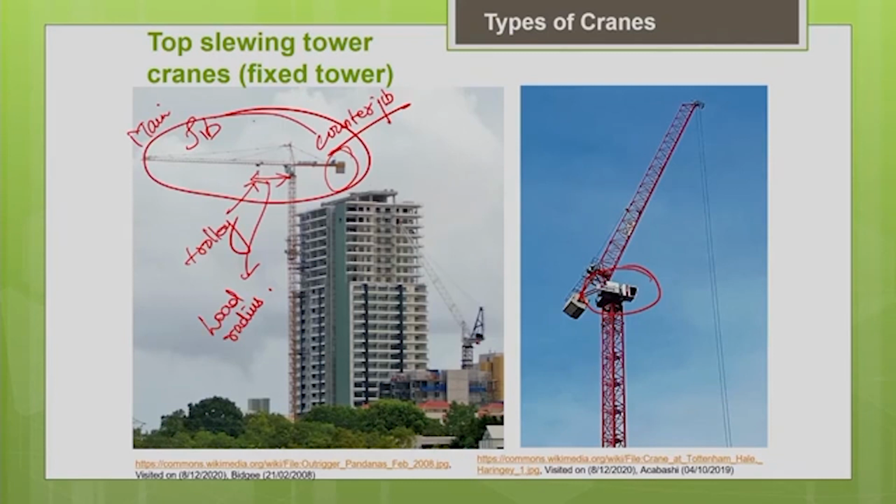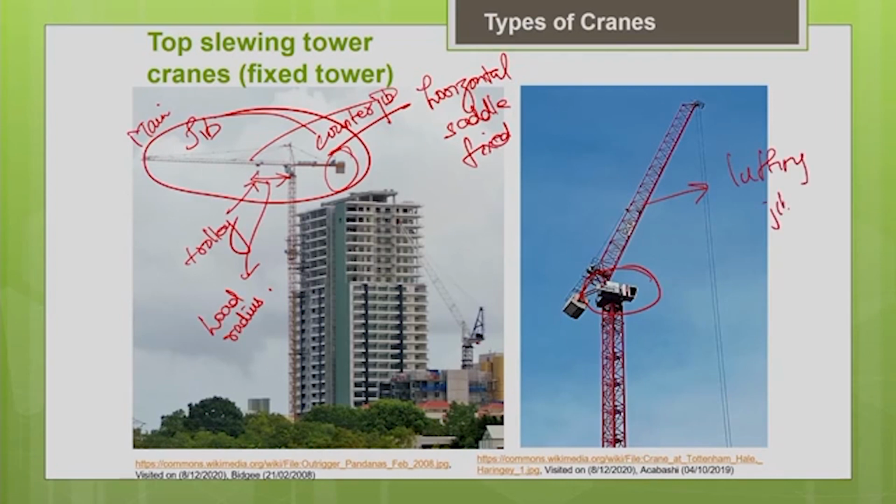Here the jib is fixed. This is a horizontal jib. We call it a horizontal jib or saddle jib or fixed jib. That means you cannot change the angle of inclination of this jib. But this one is called the luffing jib. That means you can change the angle of inclination of the boom. That is how you change the load radius in this case. But both the cranes are top slewing here.